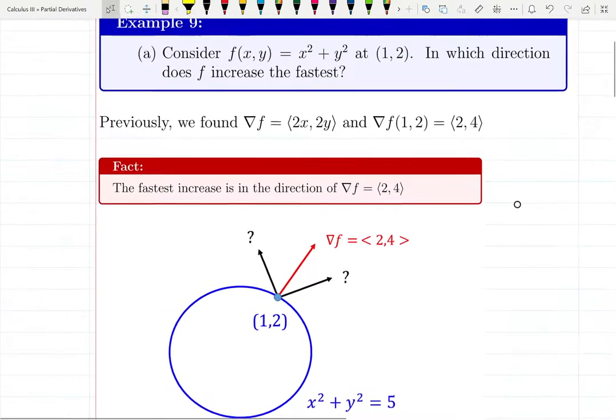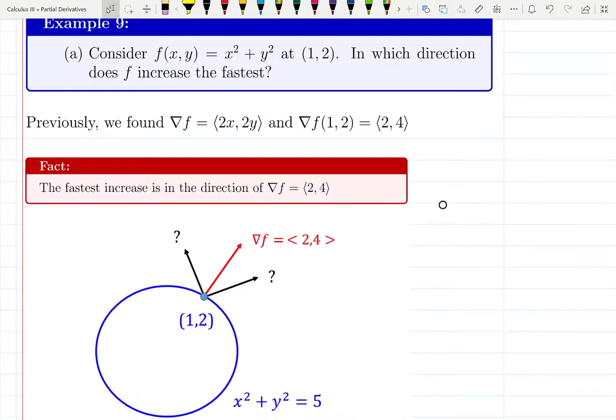The question is asking, this is a circle, x squared plus y squared equals 5. There's a point on the circle they chose. Here's the point, the 1, 2 point. At this point, which direction should I go to increase my f the fastest? So maybe I should go this way, or maybe should I go this way?